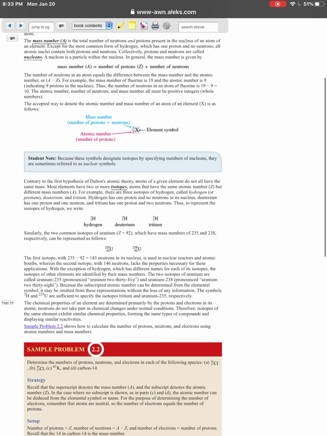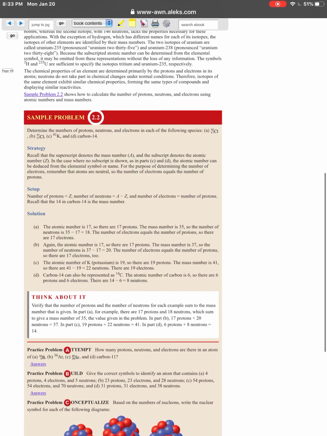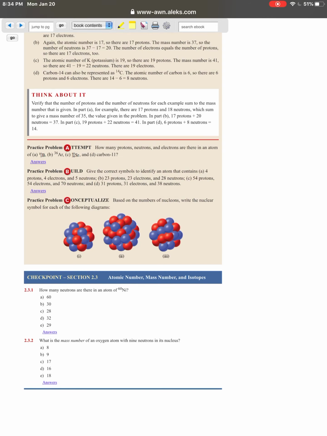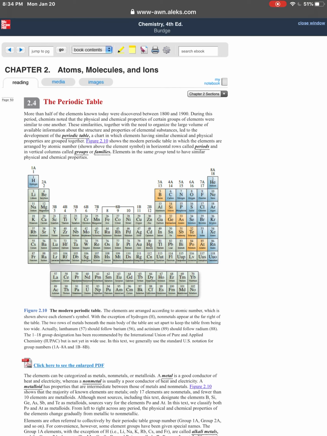And then there's some sample problems you want to take a look. Again, these are really easy calculations to do, so try them all, rip through them, practice them, and you'll have that down. Periodic table. We're going to look at that really quickly here.